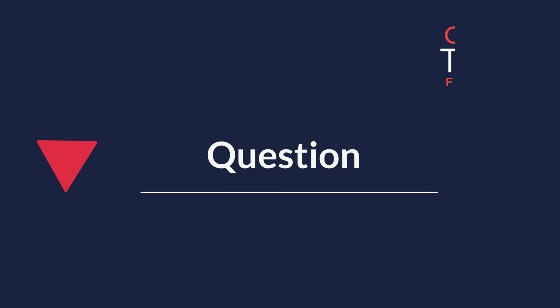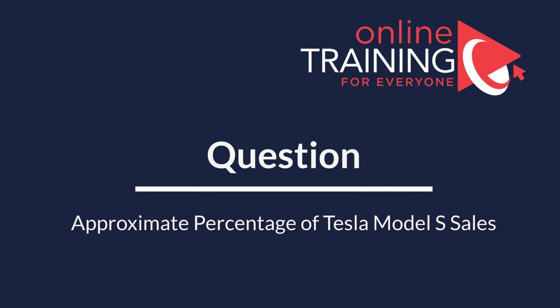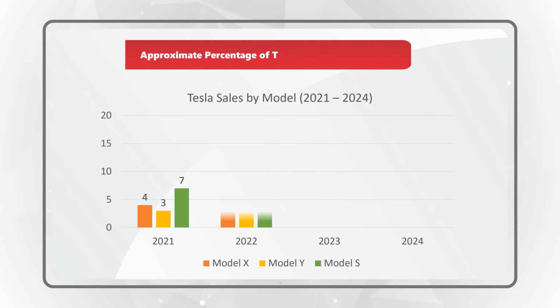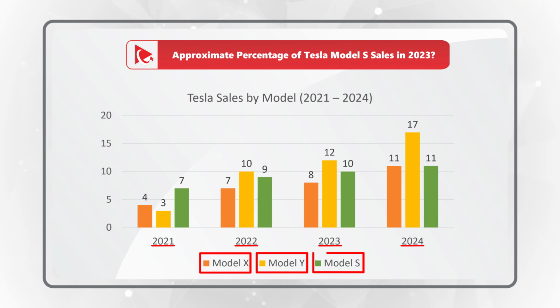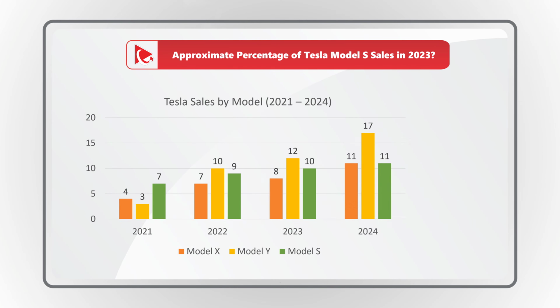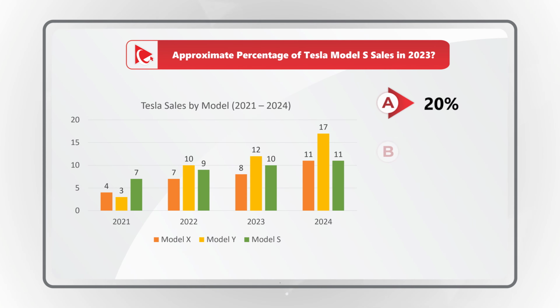Here is a very interesting question where you need to calculate percentage of Tesla Model S sales in 2023. You're presented with the bar chart, which shows sales for the periods of 2021, 2022, 2023, and 2024. And each section has sales for Model X, Model Y, and Model S. Based on the information presented, you need to determine which number is correct out of 4 different choices. Choice A, 20%, choice B, 27%, choice C, 33%, and then choice D, 40%.